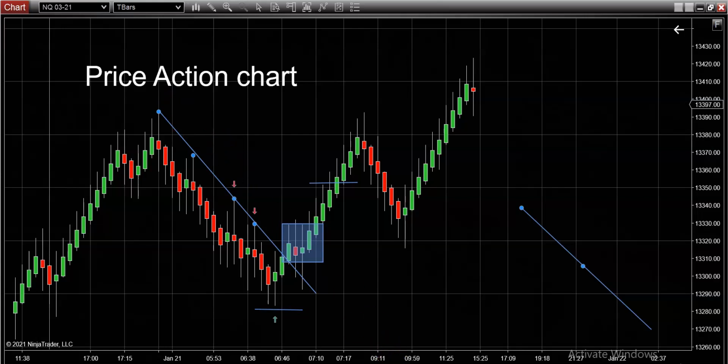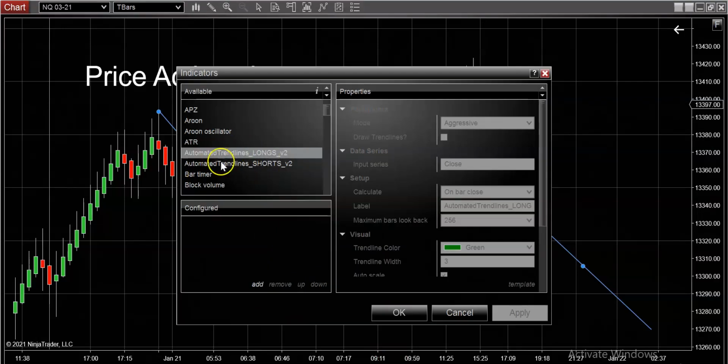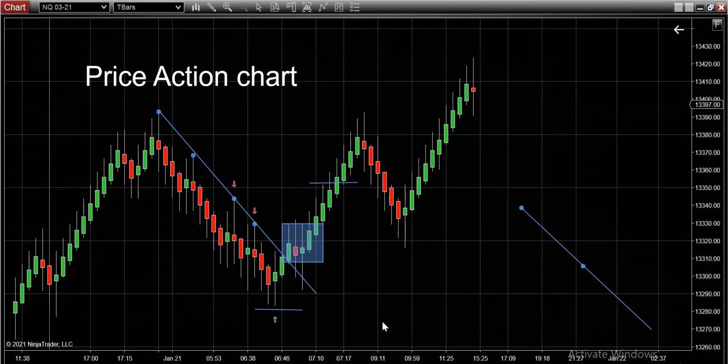And by the way, my automated trend line drawing tool, which is right here, all you have to do is slap this onto the chart. As you can see here, it clearly says automated trend line longs. All you have to do is slap it onto the chart, and that program will do all of the heavy lifting for you, drawing pivot points, drawing trend lines automatically. But even if you didn't use it, you can kind of see how price action trading on the E-mini futures is far superior to any other strategy you've probably looked at in your entire life.